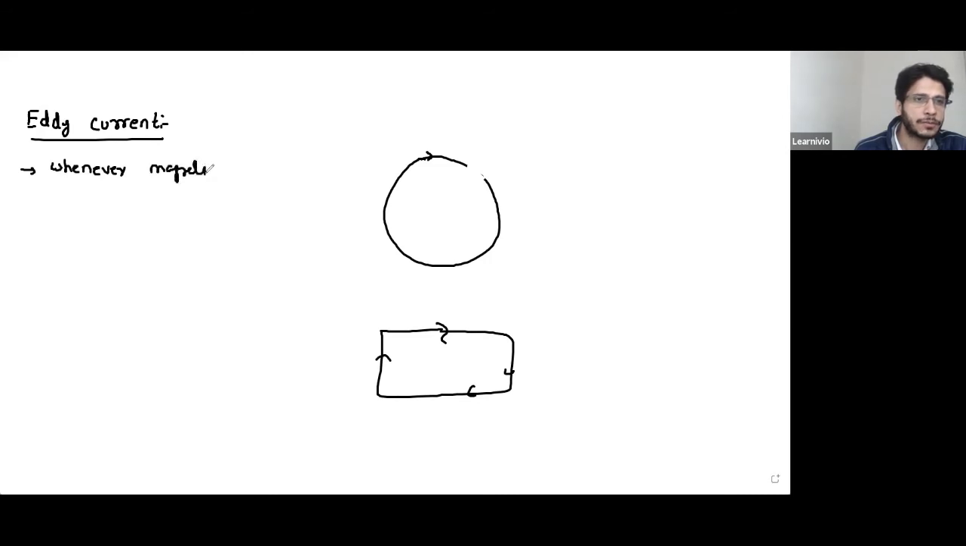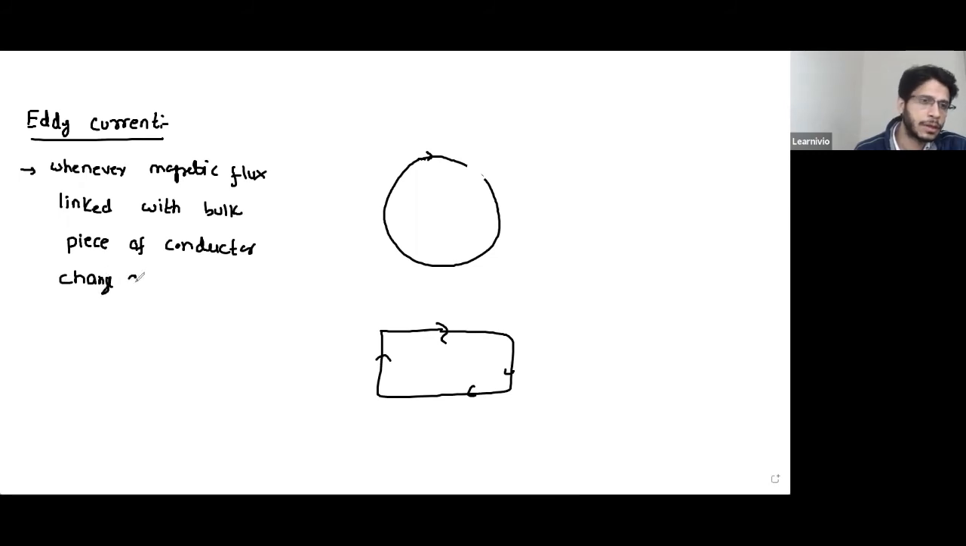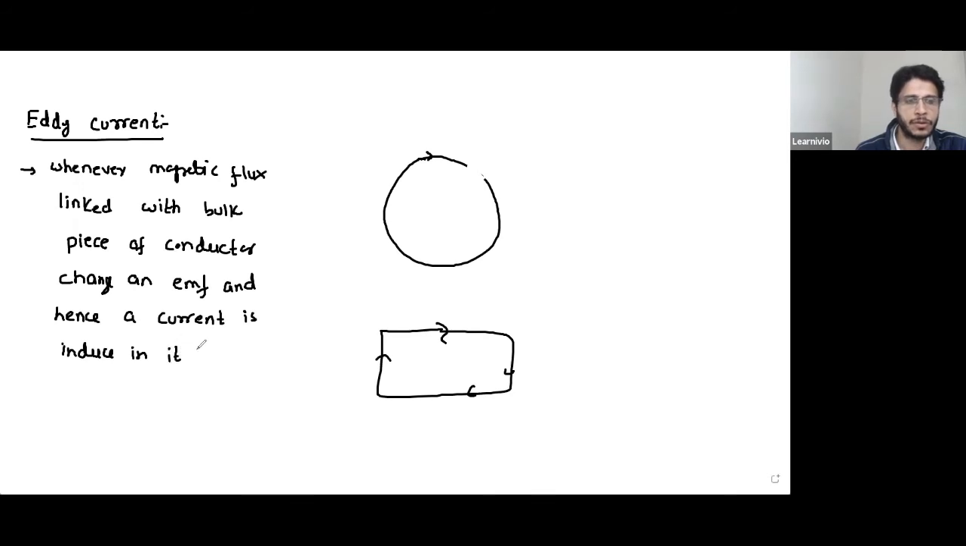So eddy current says whenever the magnetic flux linked with a bulk piece of conductor changes, an EMF and hence a current is induced in it, known as eddy current.